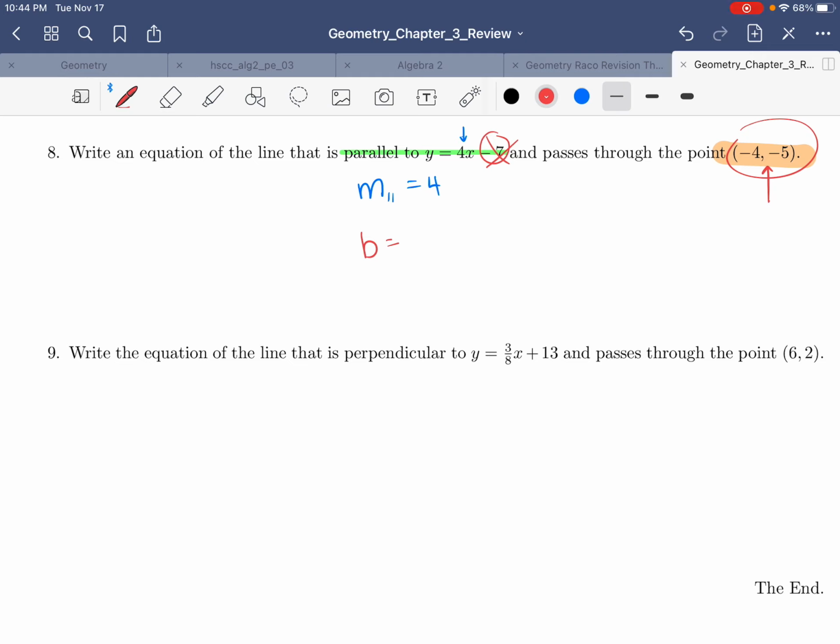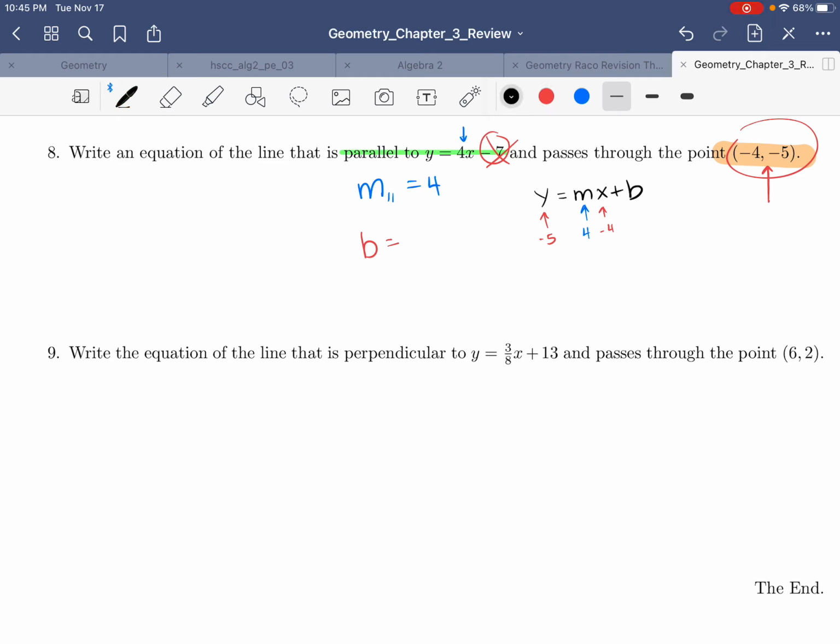So what we're going to do is take our slope and our point, -4, -5, and plug it into the equation y equals mx plus b to find the y-intercept that uses the slope of 4 and also uses the point -4, -5. By using the slope that we want for a parallel line and the point that we want to cross, we will find the correct y-intercept that achieves that.